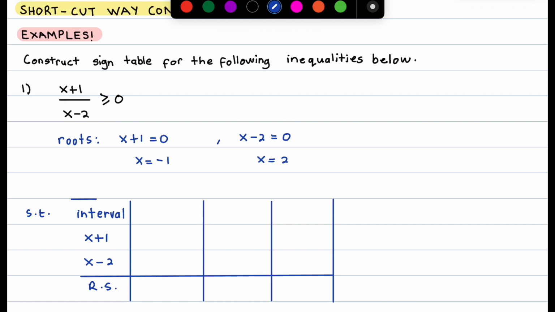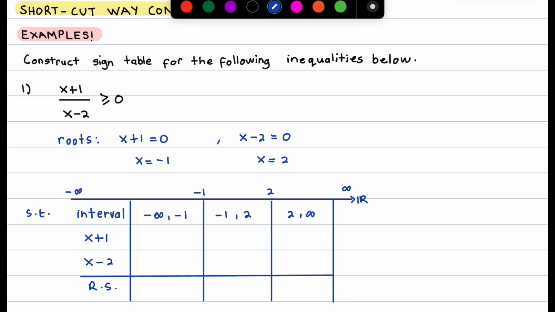Now you have to imagine that this is going to be your real number line. Your smaller number would be starting with negative 1 and then 2. So if the real number line starts with negative infinity up to infinity, your intervals would be negative infinity until negative 1, and then negative 1 until 2, and 2 until infinity.